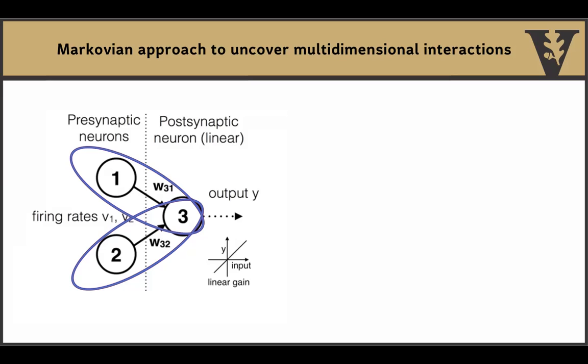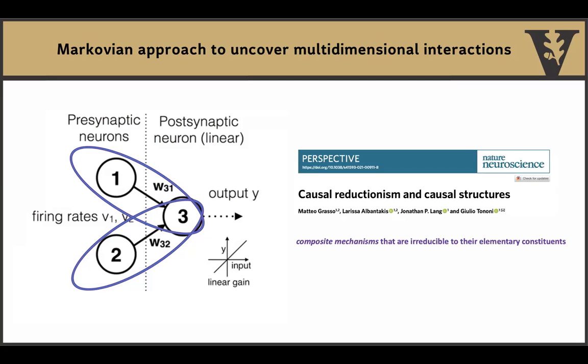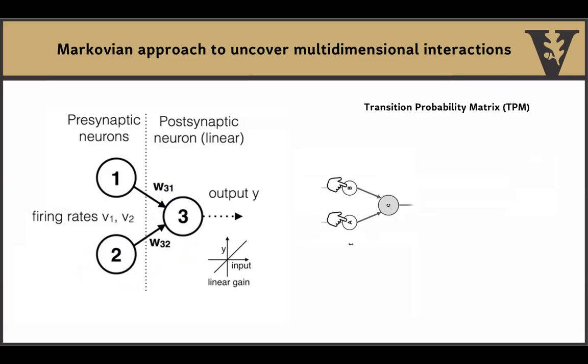2 onto neuron 3. In a recent publication in Nature Neuroscience, Giulio Tononi's laboratory called these composite mechanisms that are irreducible to their elementary constituents. And the same laboratory has been proposing an analysis path to deal with and to quantify those kinds of interactions. This kind of analysis stems from integrated information theory.